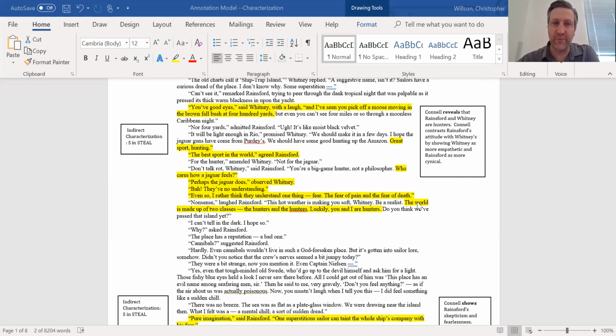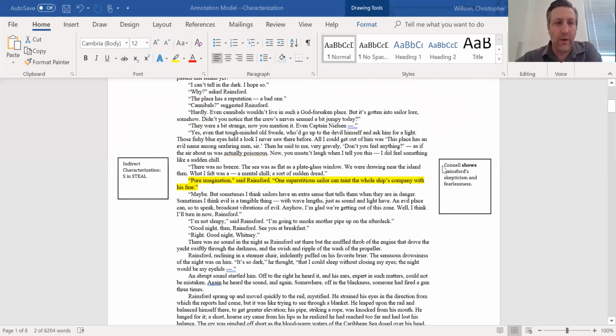And what all this does for us is, when we later have to write a paper, for instance, and we are told to explain the difference between Rainsford and Whitney's attitude towards the animals, we can immediately go to this part. We know that we're getting some indirect characterization through speech. We know the direct quotes, so we already have our evidence highlighted, and then we have notes over here that are already helping us analyze some of that evidence.